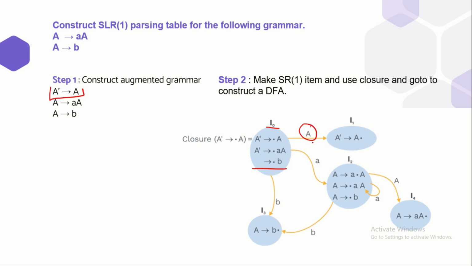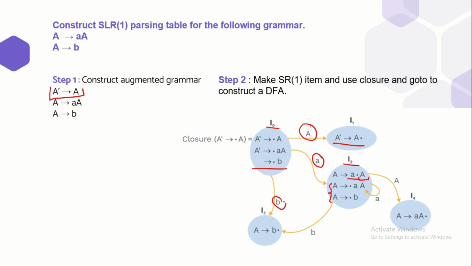On reading A, it shifts to this particular state, that is I1. On reading small a, it would shift to I2 because it has successfully passed this particular variable. Similarly, because we have a capital variable just after the dot, we have to write the production of that particular variable. That's why we have written this particular production here, because capital A was just on the right hand side of the dot.